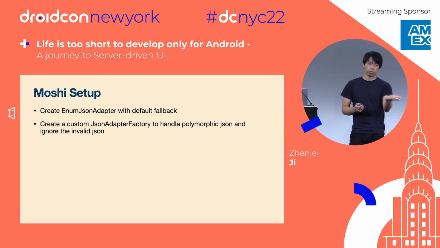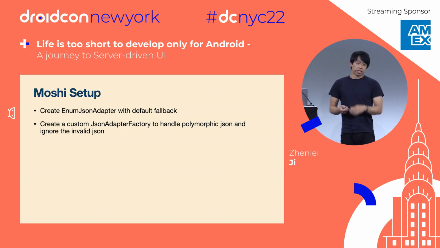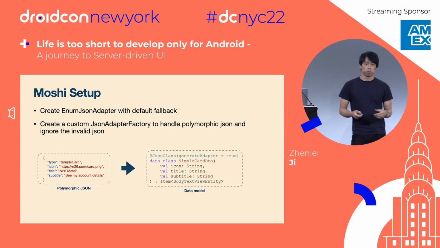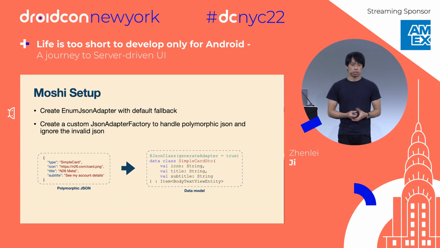With Moshi, it's easy to create this adapter. And also we created a custom JSON adapter factory to handle this polymorphic JSON and ignore the invalid JSONs as well. So if we cannot recognize a specific type, we just ignore it.